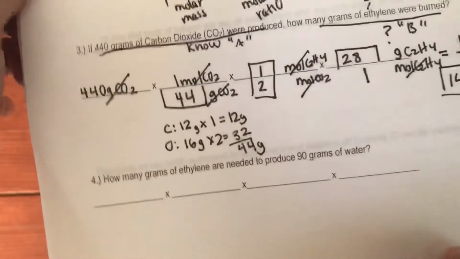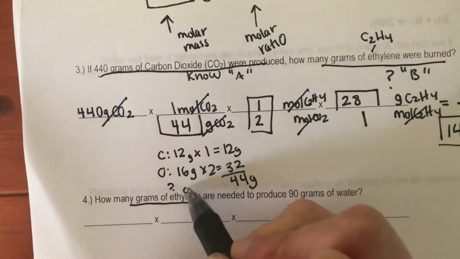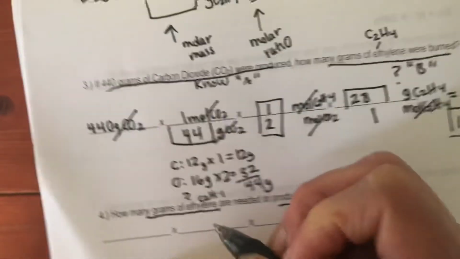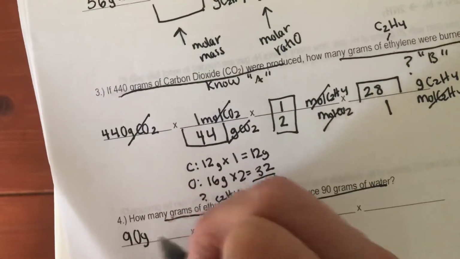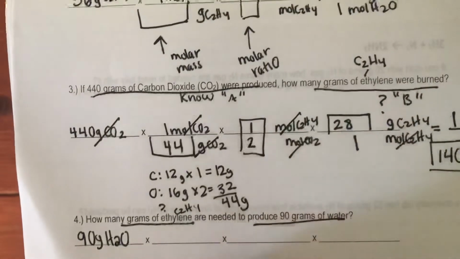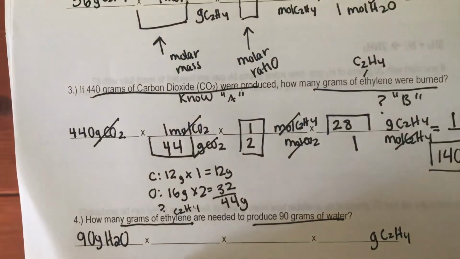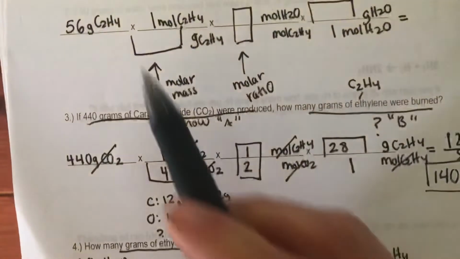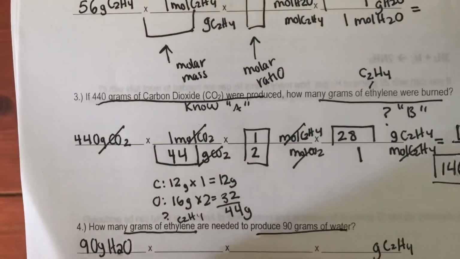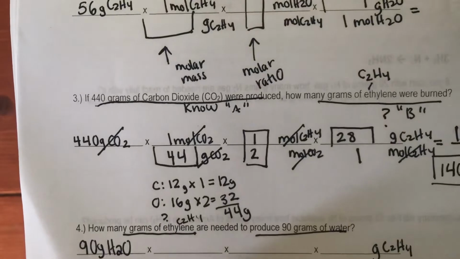For number 4, it's asking us to find how many grams of ethylene, remember ethylene is C2H4, are needed to produce 90 grams of water. So in this case, you're starting with your 90 grams of H2O, and you need to find your grams of C2H4 at the end. I'm going to let you guys fill this in on your own, but it always follows the same pattern. You should stop the video now, and once you're done trying these, I'll go over the answers.